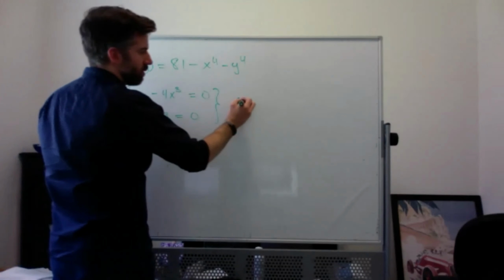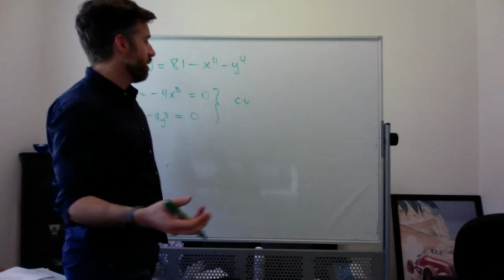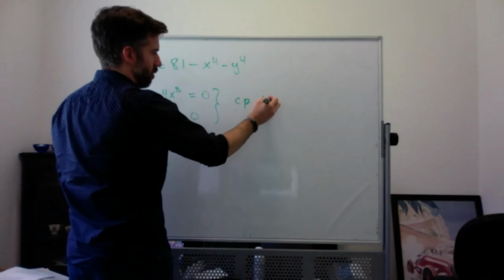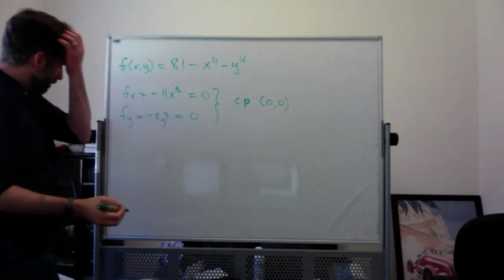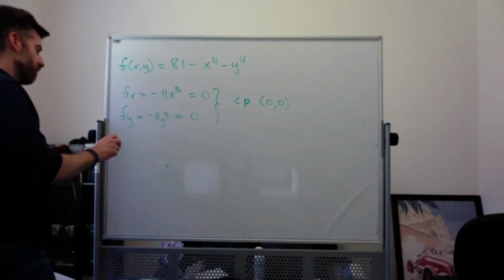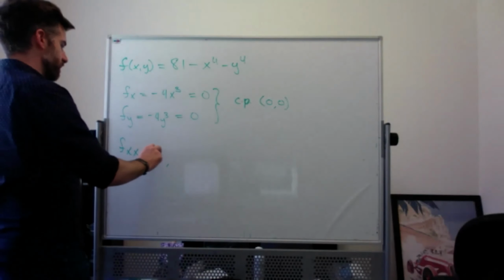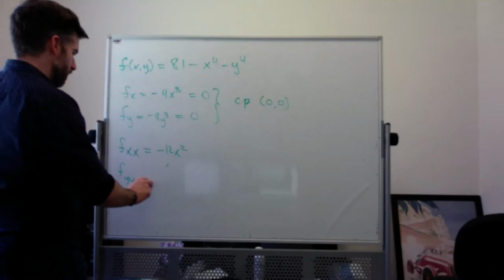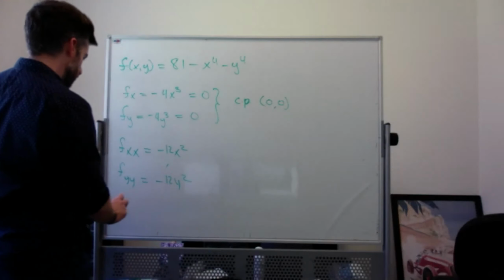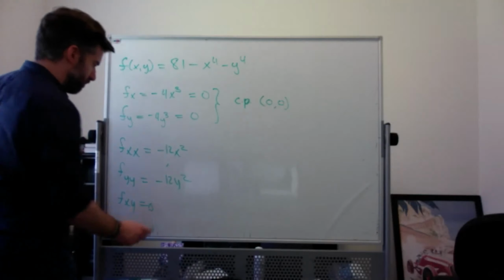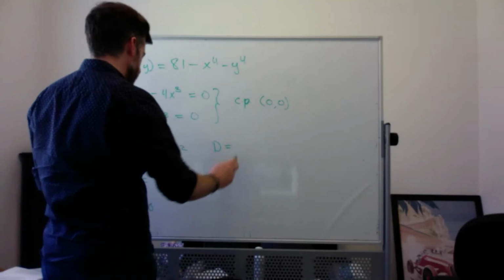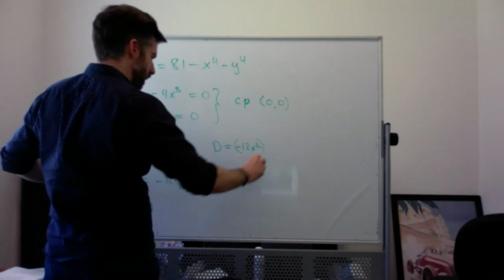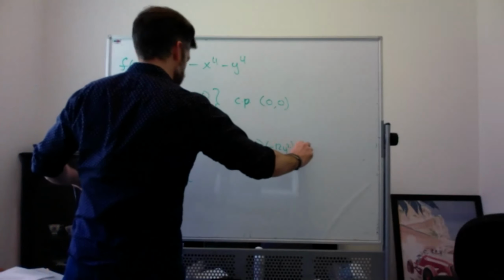Often, and again we'll see some different examples in a minute, the critical point, I shouldn't say critical value, it's the critical point because it's a coordinate, is (0, 0). And then if we find the second partials, fxx is negative 12x squared. Fyy is negative 12y squared. Fxy is 0. So if I find D, it's going to be fxx, which is negative 12x squared, times fyy, which is negative 12y squared, minus 0 squared.